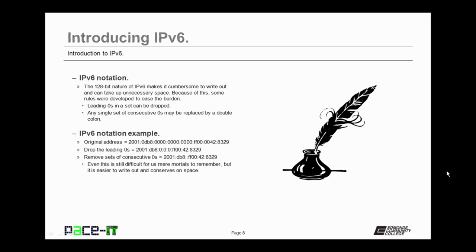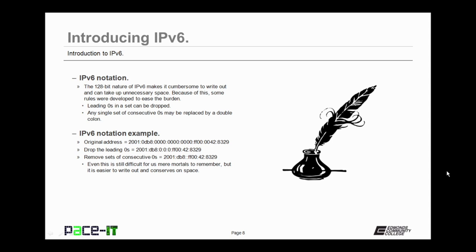Now, there are some notation conventions that you need to be aware of with IPv6. The 128-bit nature of IPv6 makes it cumbersome to write out and can take up unnecessary space. Because of this, some rules were developed to ease the burden of writing out IPv6 addresses. The first rule is that any leading zeros in a set can be dropped. And the second rule is any single set or multiple continuous sets of consecutive zeros may be replaced by a double colon. So let's look at an example.